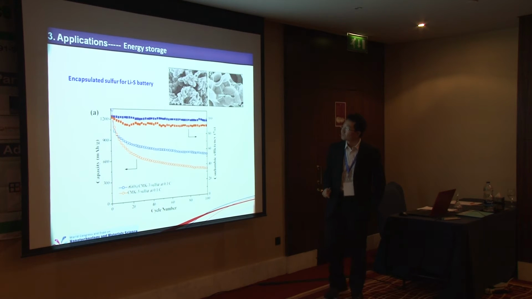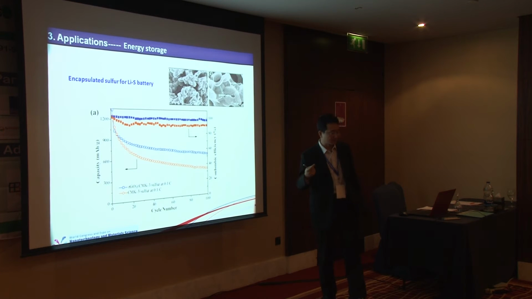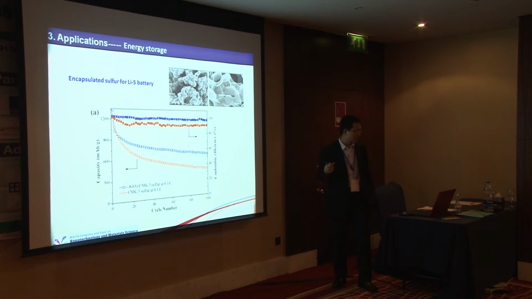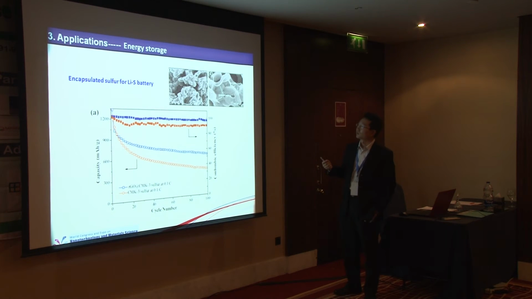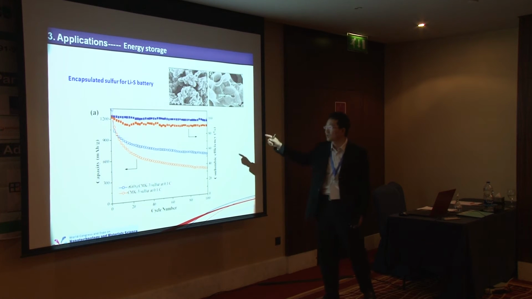Another one is for energy storage. Now graphene, GO or RGO, is widely used in electrode materials, or even in supercapacitors, right? So they can store higher energy. Here is an example just to show this.